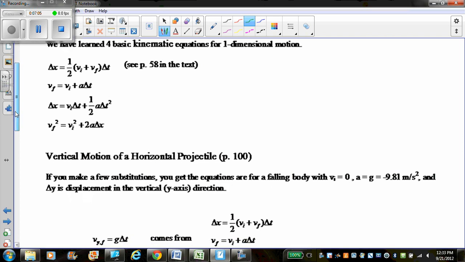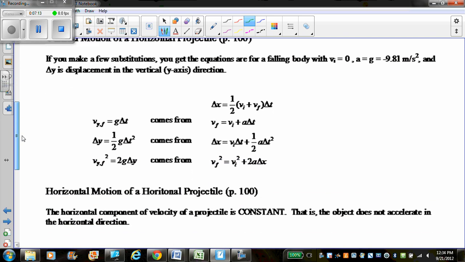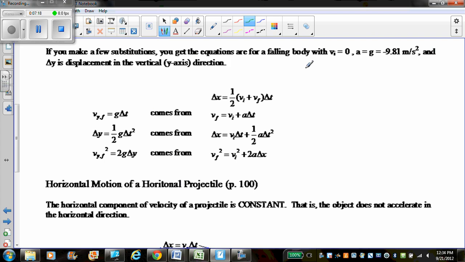We've learned the 4 basic kinematic equations for one-dimensional motion. And here they are. Now what we're going to do is apply them to a horizontal projectile. We're going to make some assumptions. In the vertical direction, a horizontal projectile behaves like a falling object with an initial velocity of 0 and an acceleration of negative 9.81.